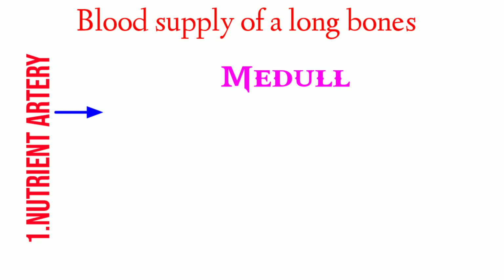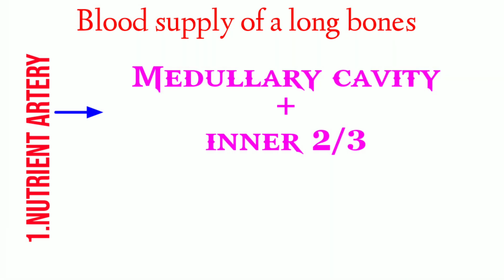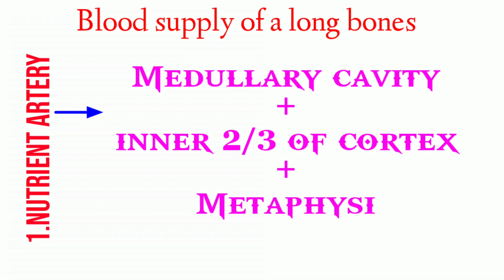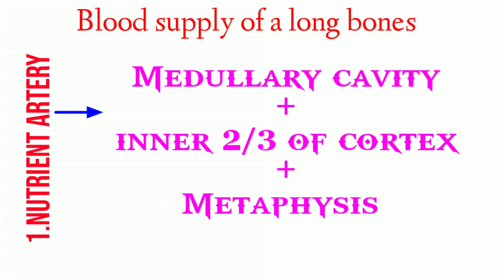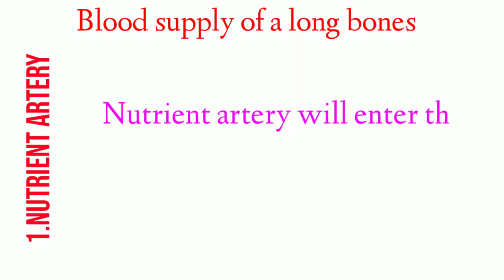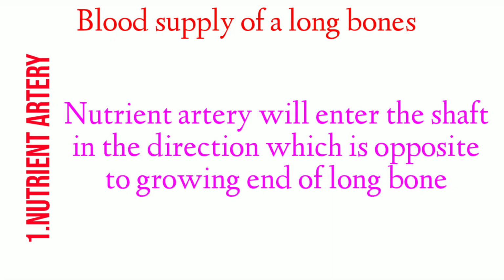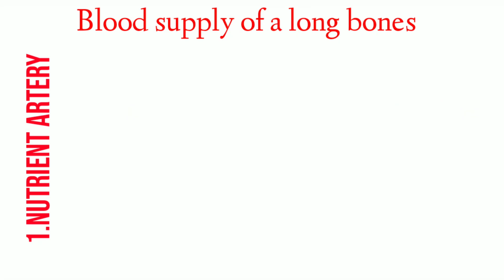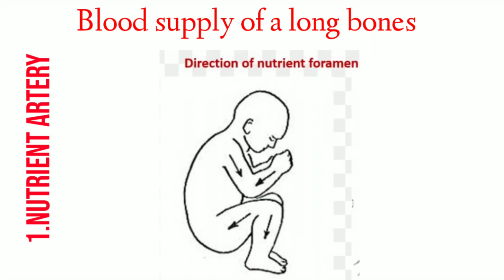The nutrient artery supplies the medullary cavity, the inner two-thirds of the cortex, and the metaphysis of a long bone. Then one more important feature of the nutrient artery is that it will enter the shaft in the direction away from the growing end. The direction of the nutrient artery in long bones can be remembered by a small tip: in the upper limb the direction of the nutrient artery will be towards the elbow, and in the lower limb the direction of the nutrient artery will be away from the knee.